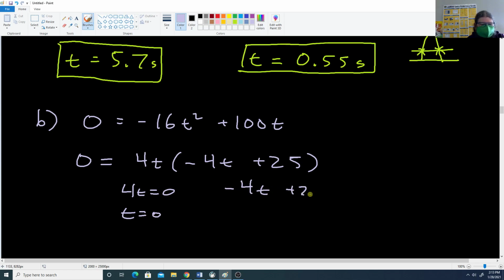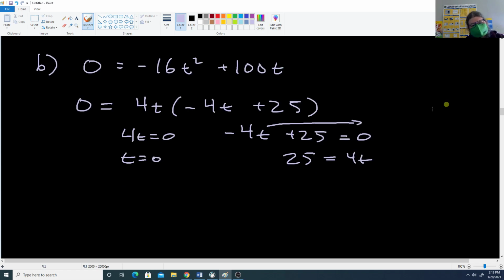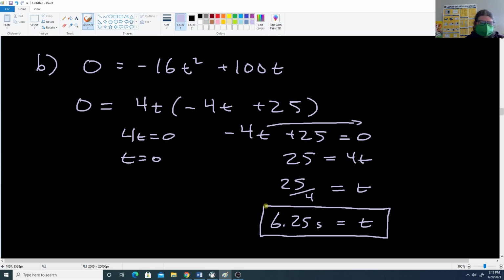Or negative 4t plus 25 equals 0. So move the 4t across. So 25 is 4t. Divide by 4. So 25 fourths is t. This is the one that we want. This is when it falls back to the ground. When we do that, we get 6.25 seconds is t. So that is when we return to the ground.